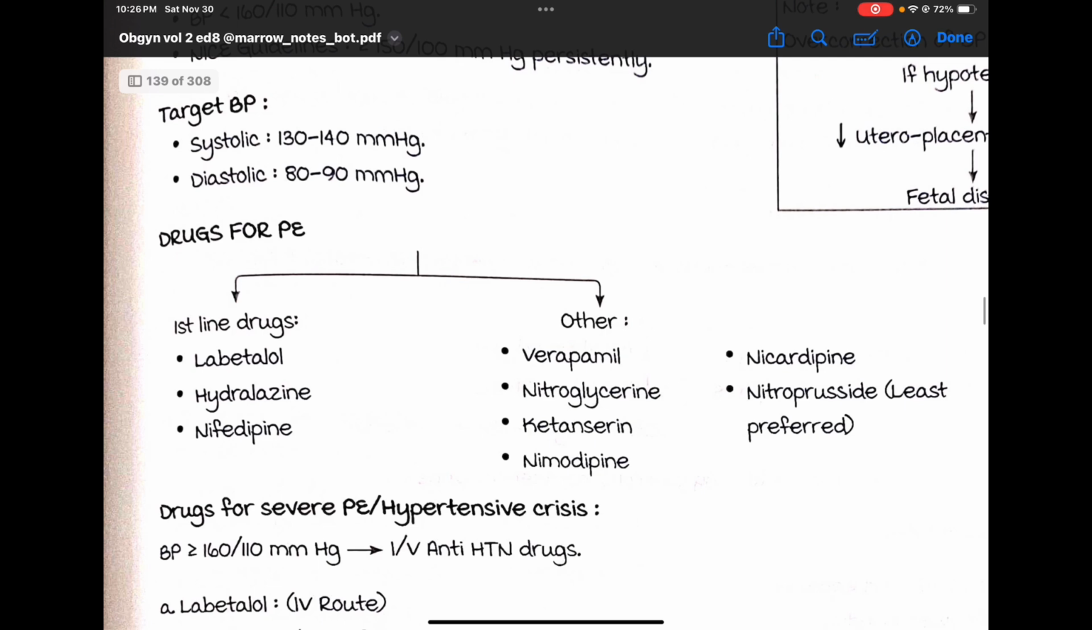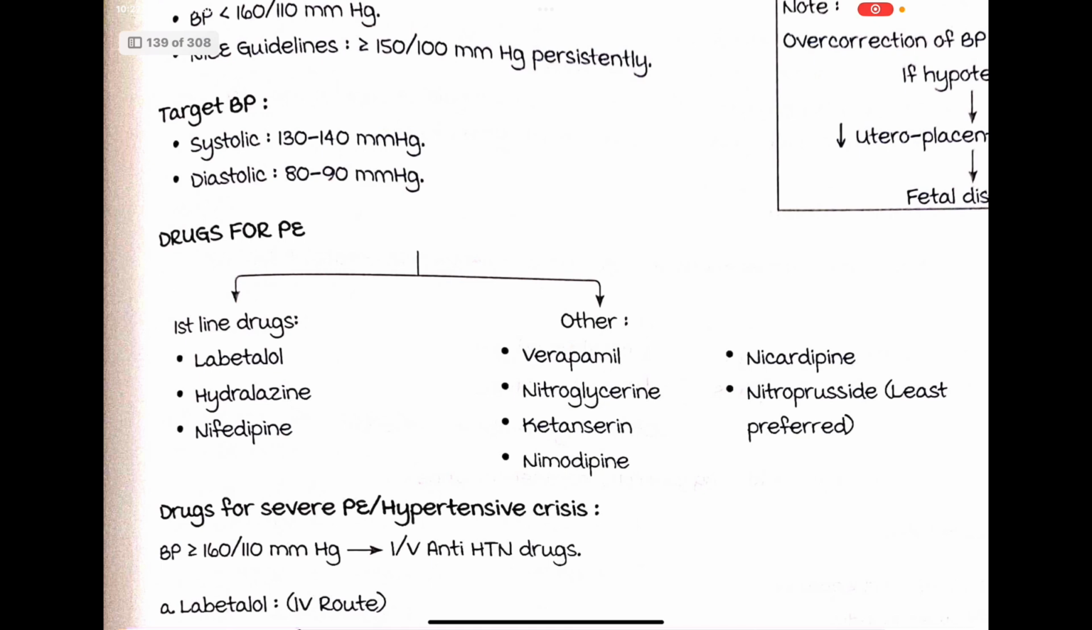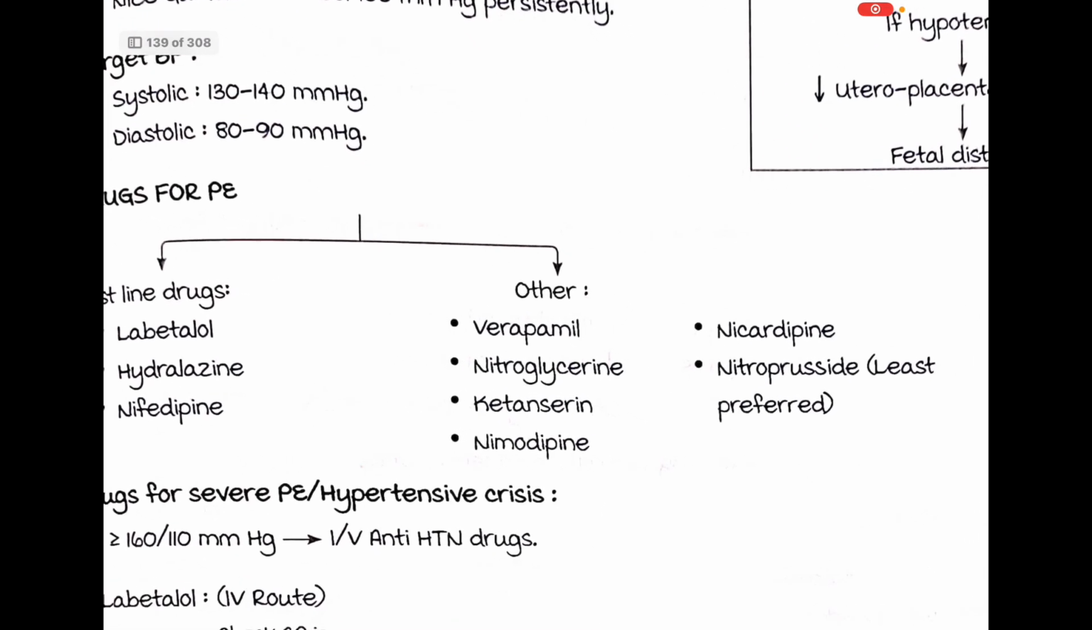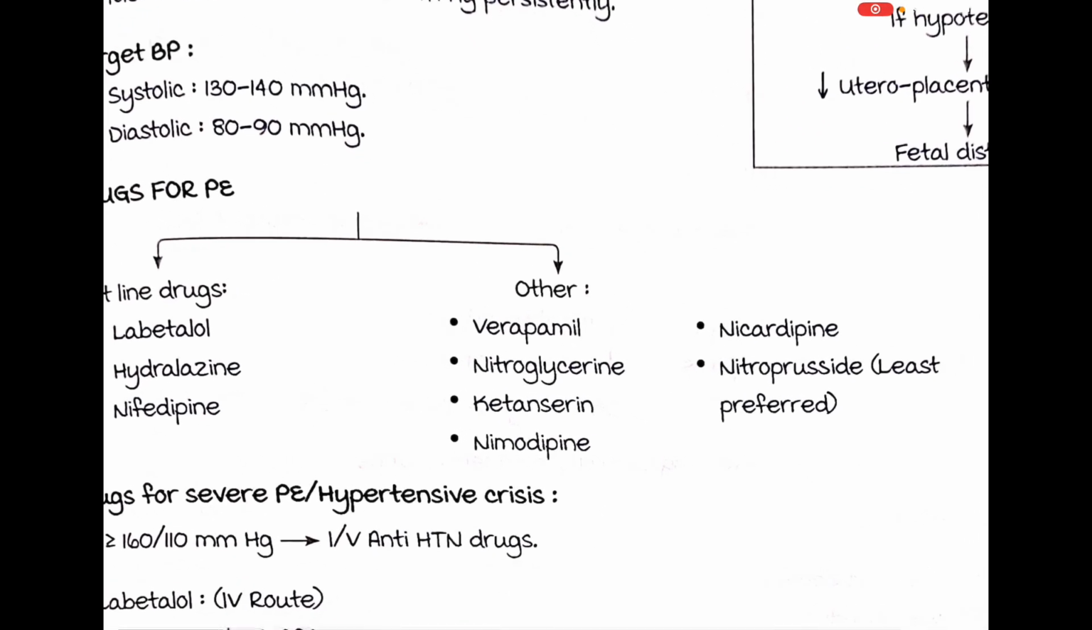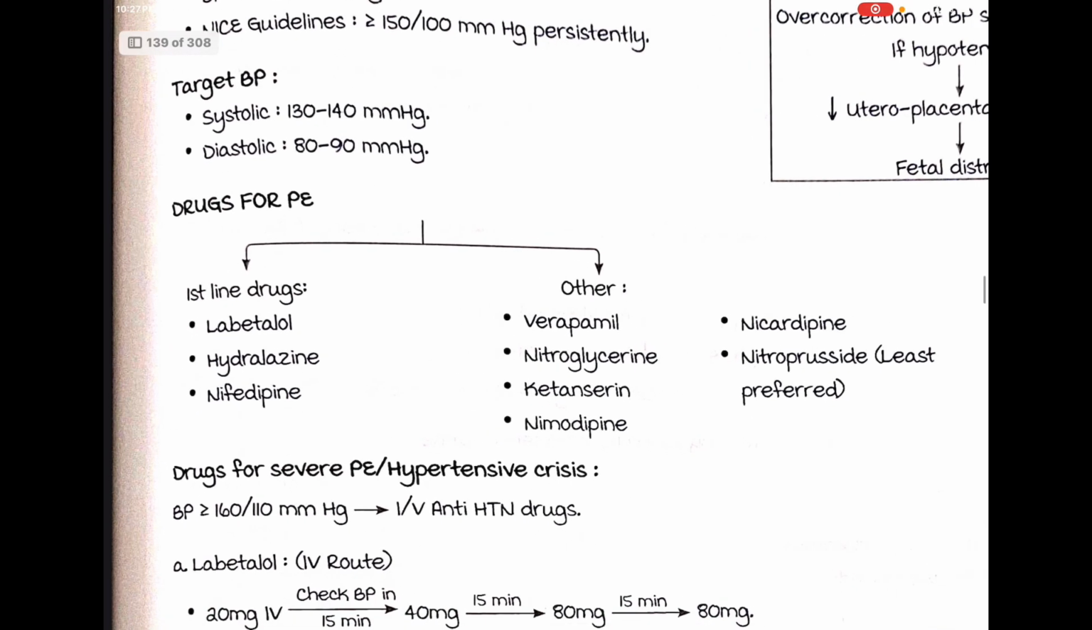Drugs for preeclampsia. First line drugs: labetalol, hydralazine, nifedipine. Others: verapamil, nitroglycerin, ketanserin, nimodipine, nicardipine. Nitroprusside is least preferred.